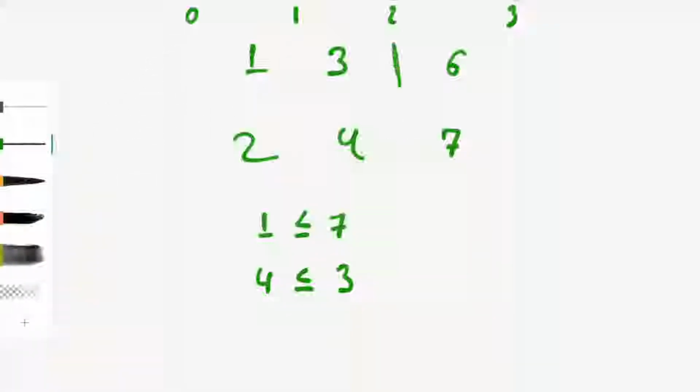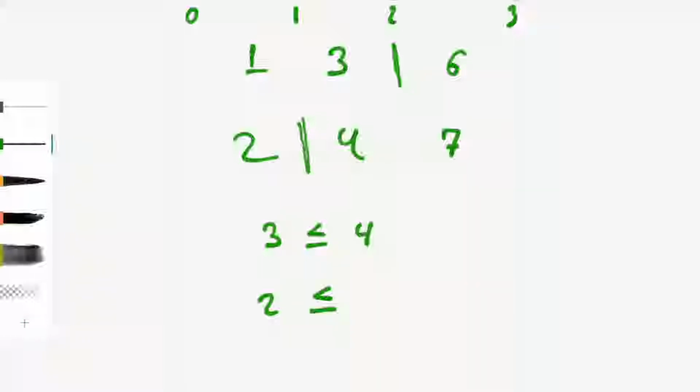And we'll split at this point, and the second array will split at this point. So now we need to check that 3 is less or equal than 4, and 2 is less or equal than 6. So we met those two conditions, and now we know that left side all elements is less or equal than all elements on the right side.